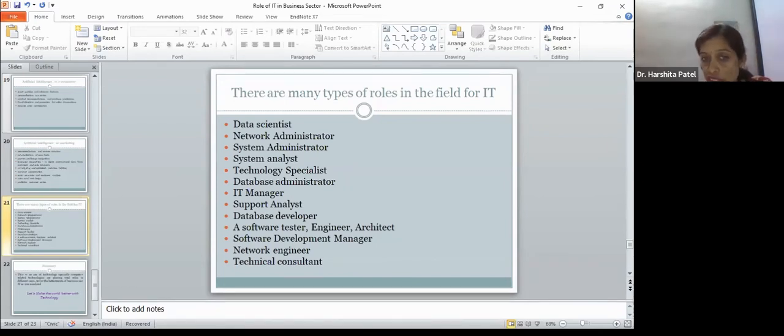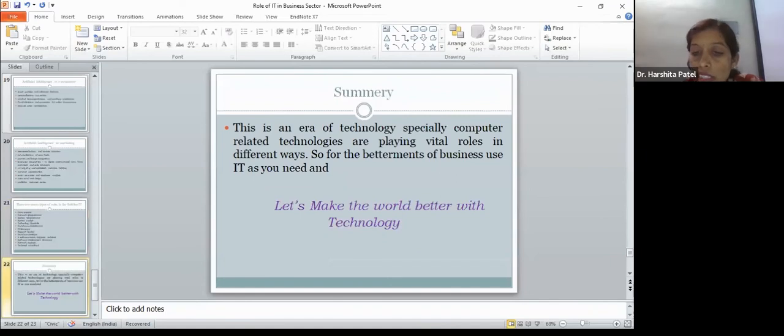Also network administrators, system administrators, system analyst, technology specialist, database administrator, IT manager, support analyst, database developers, software tester, engineers, architects, and again managers over them like software development manager, network engineer, technical consultant. All these people altogether are forming the IT department. They must be a part of your own business or the business where we are working.